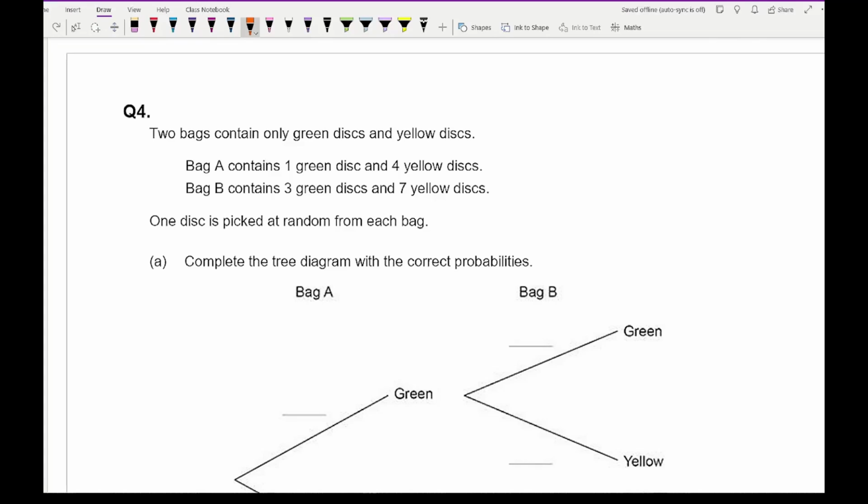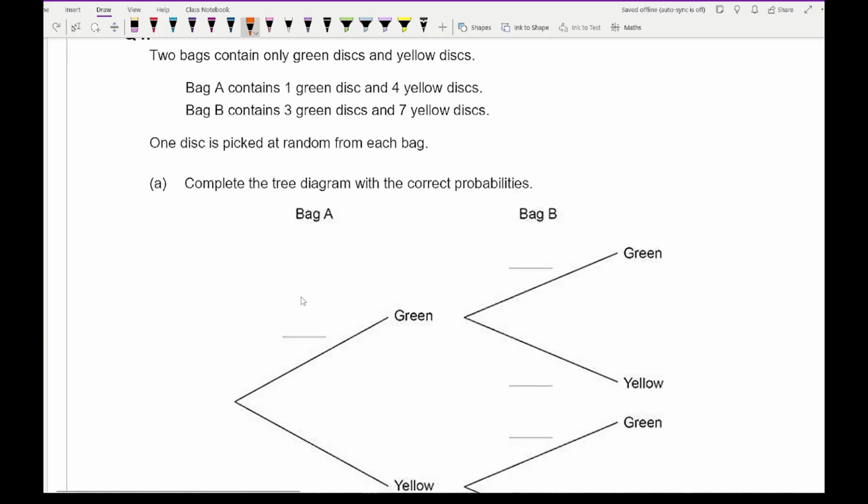Now moving on to question 4, it says 2 bags contain only green discs and yellow discs. Bag A contains 1 green disc and 4 yellow discs. Bag B contains 3 green discs and 7 yellow discs. 1 disc is picked at random from each bag. Complete the tree diagram with the correct probabilities.